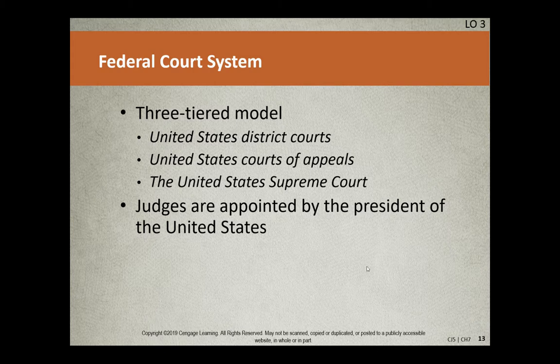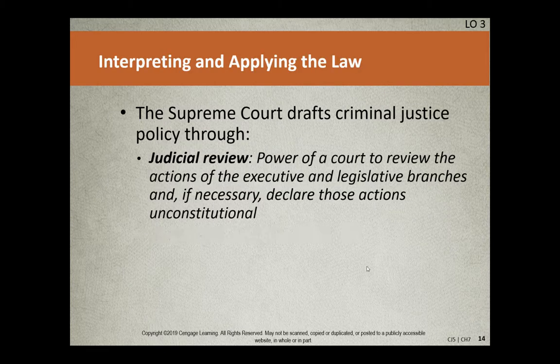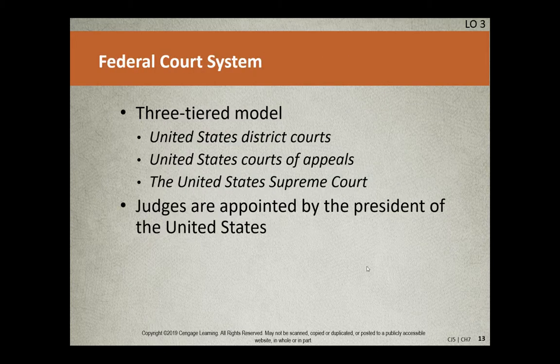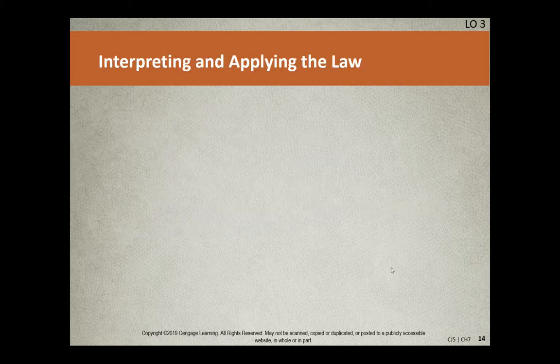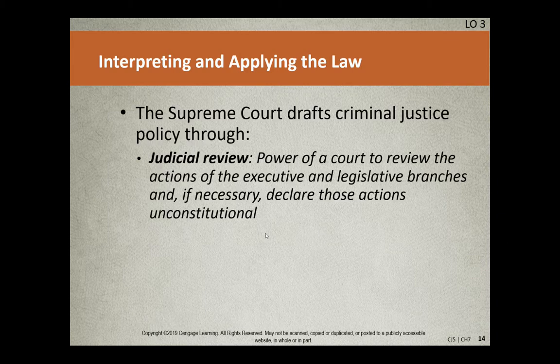So on the lowest tier of the federal court system are the U.S. district courts, or federal trial courts. And these are courts in which the cases involving federal laws begin and a judge or jury decides that case. Every state has at least one federal district court, and there's one in the District of Columbia as well.